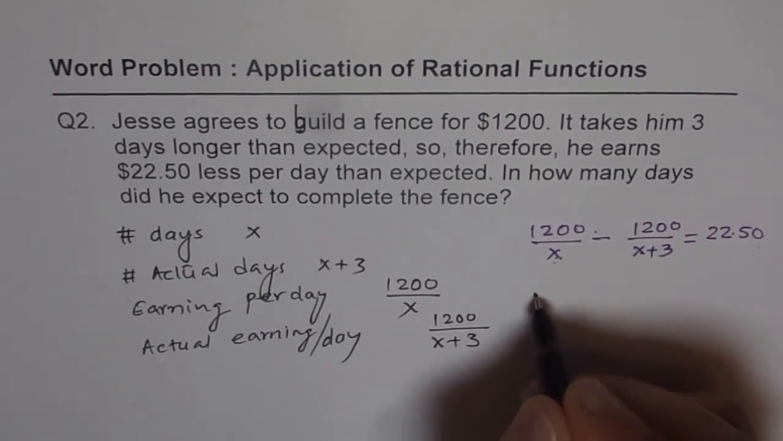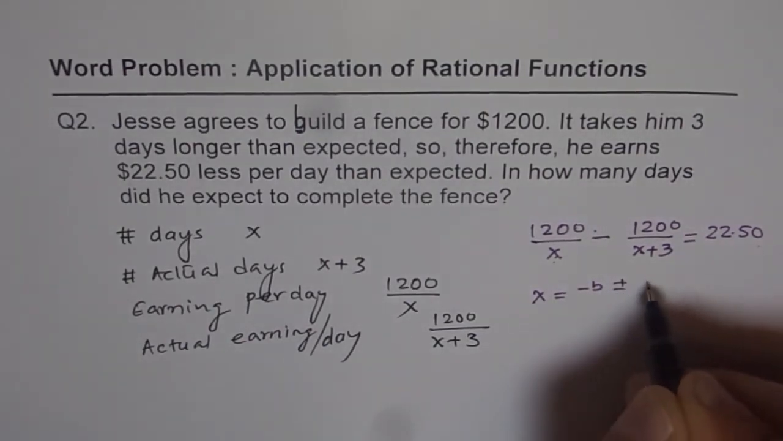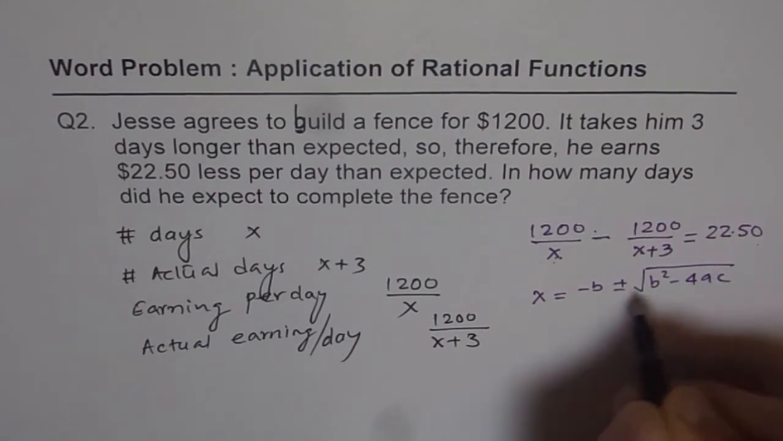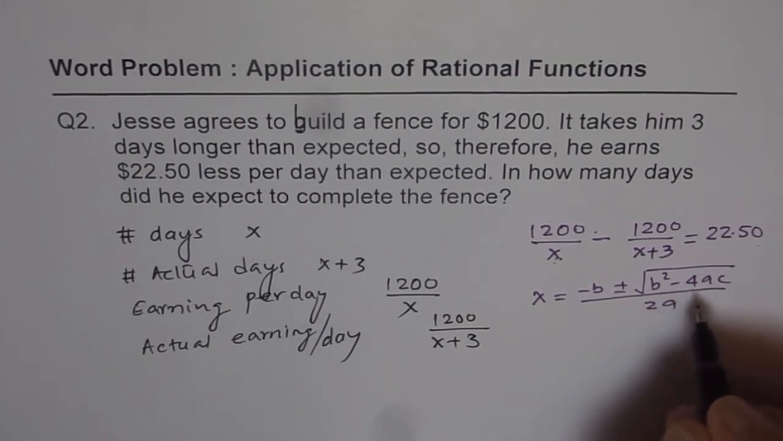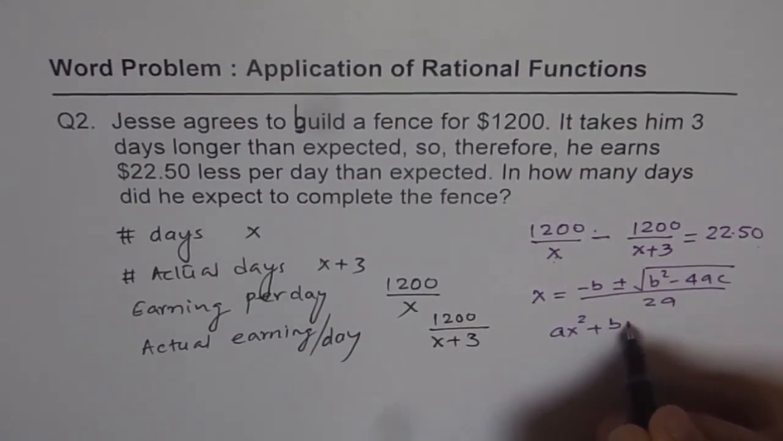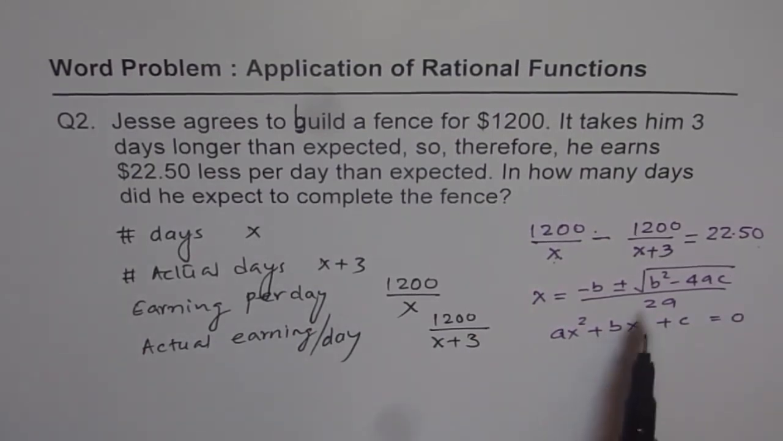You know how to apply the quadratic formula, right? It is x equals minus b plus minus square root of b square minus 4ac, over 2a, where a, b, c are the coefficients of your quadratic equation, which is written in general as ax square plus bx plus c equals 0, right? So that should help you to solve this question.